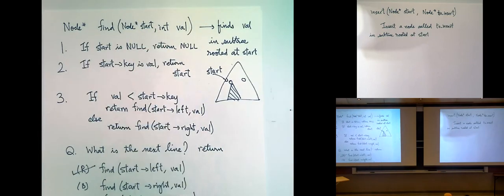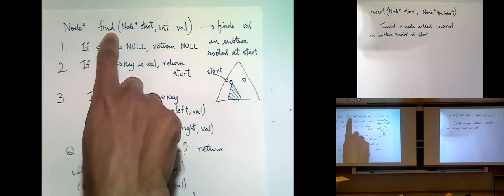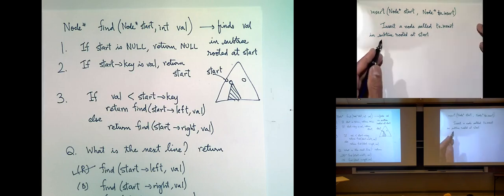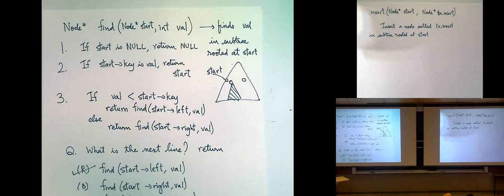What do you do if you want to find it in the whole tree? You start at the root, right? So you would just do find root val. Just like in a linked list, you would do find head val, if you did it recursively. Okay, so as I said, I'm going to sort of skip over.